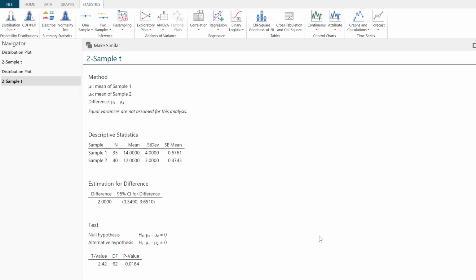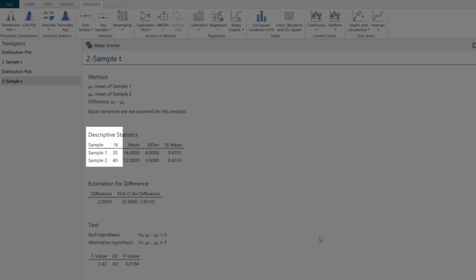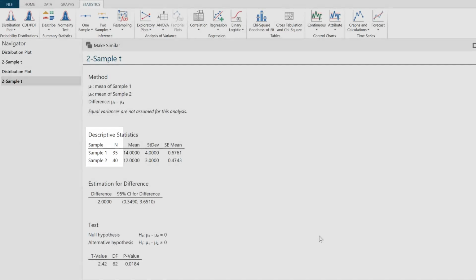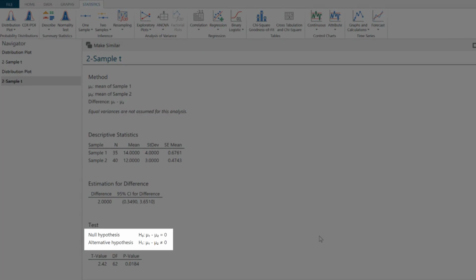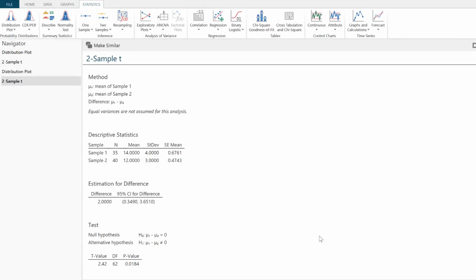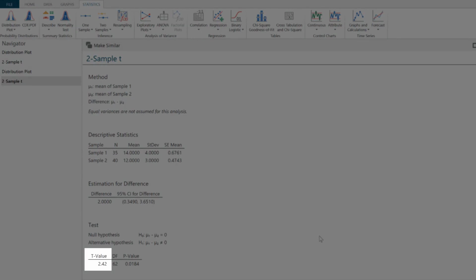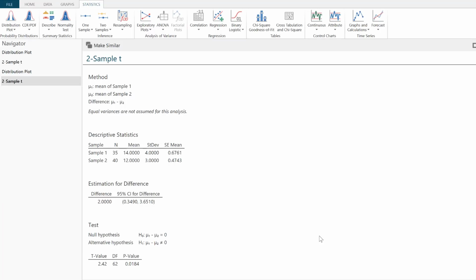If we were doing this hypothesis test from the very beginning, step 1 would be to check assumptions, so to check that our sample sizes are sufficiently large. We can do that here in the descriptive statistics. Then we would write our hypotheses, which Minitab Express does when it gives us the hypothesis test results at the bottom. Step 2, determine the test statistic. Our t-test statistic is 2.42.